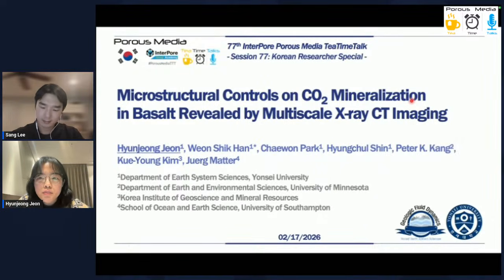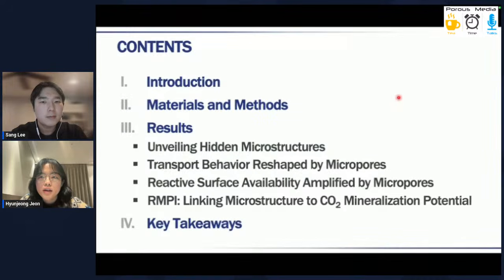Today I would like to share our recent findings on CO2 mineralization in basaltic rocks, specifically focusing on how microstructures revealed through multi-scale CT imaging govern mineralization potential. I will start with a brief introduction, followed by materials and methods, key results, and conclude with key takeaways.